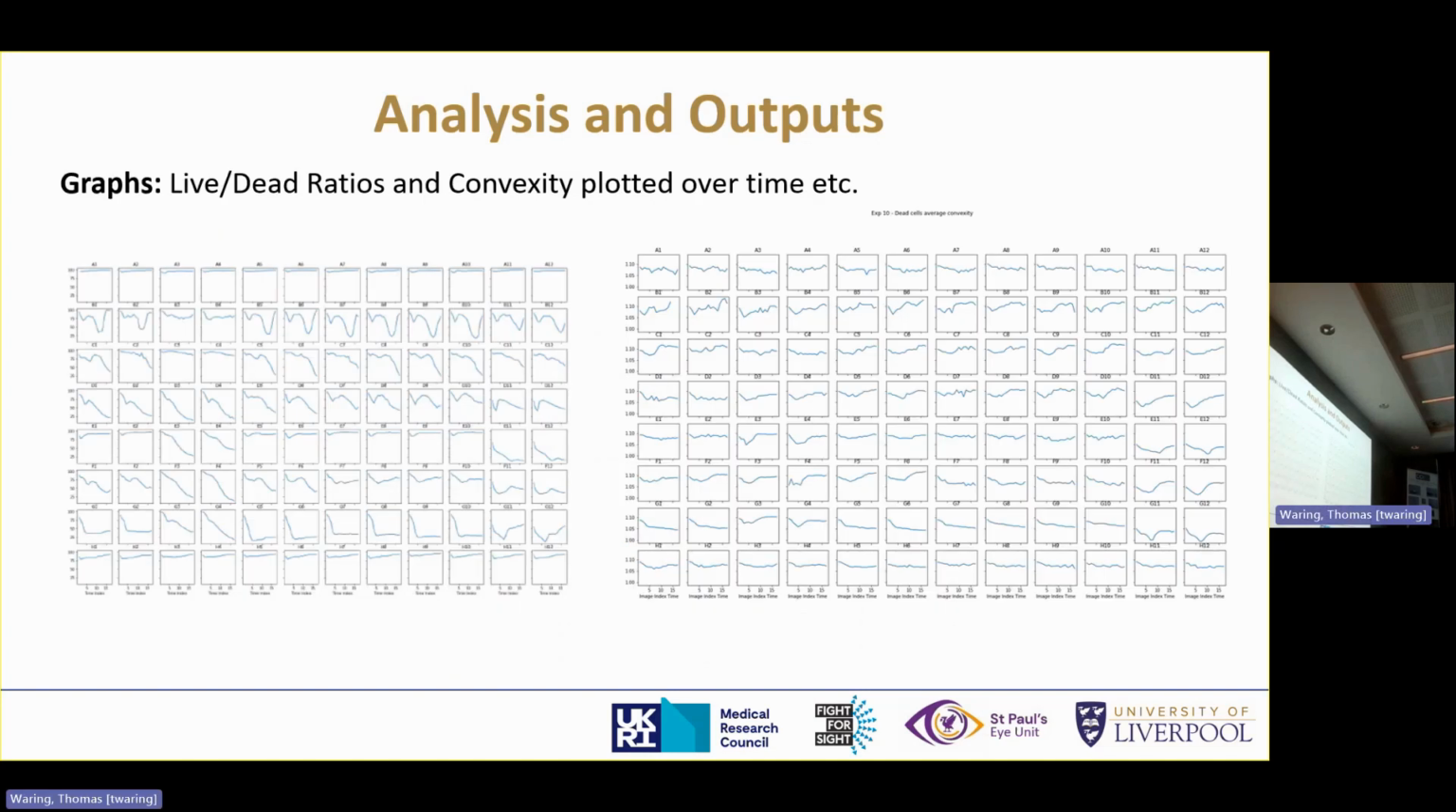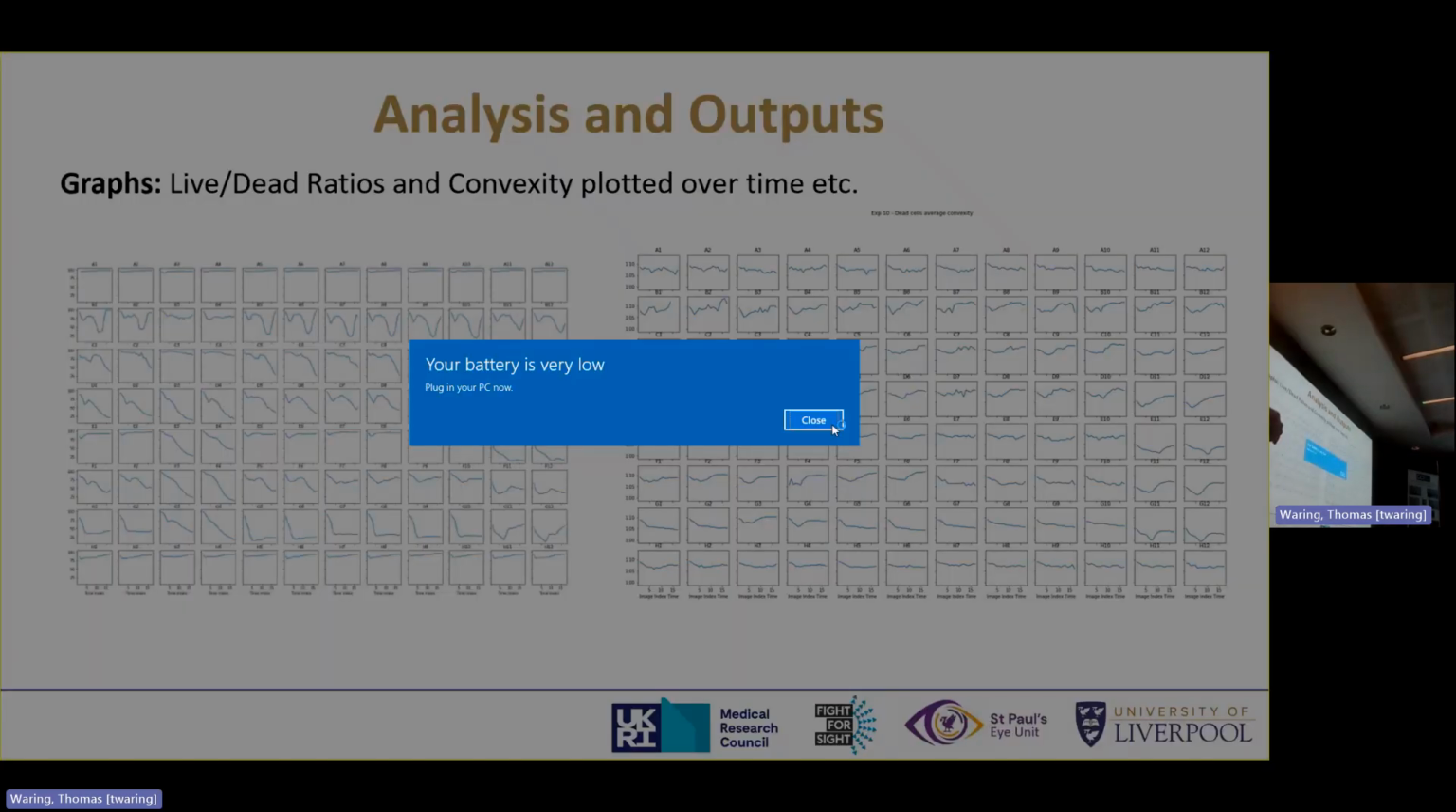And then we have been getting graphs as well, which show live dead ratios on this side here, and then these graphs are the 96 wells that show the cell convexity over time.